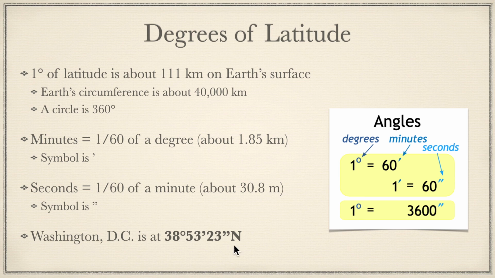So an example of how you write this out: Washington, D.C. is at 38 degrees, 53 minutes, 23 seconds north, at least the center of the city. And again, our angles here: 1 degree is equal to 60 minutes. 1 minute is equal to 60 seconds. So then 1 degree is actually 3,600 seconds.